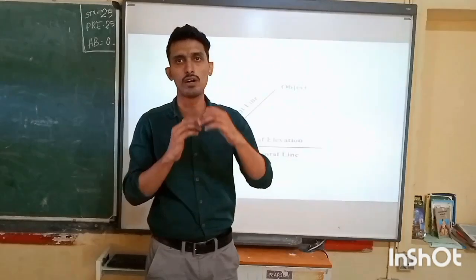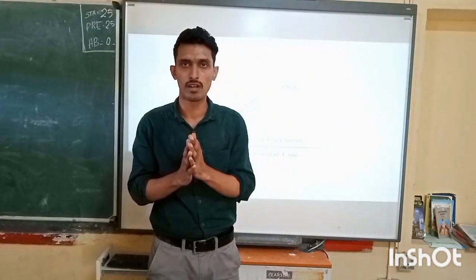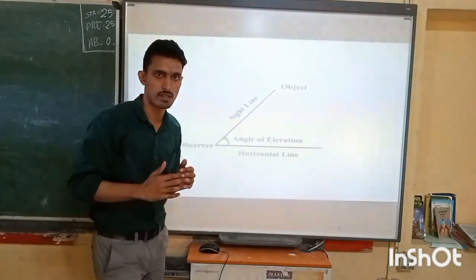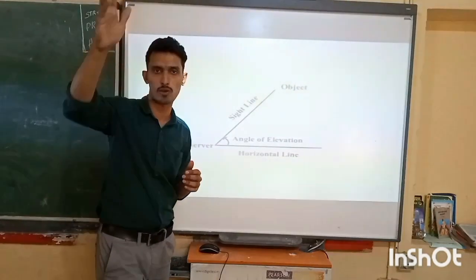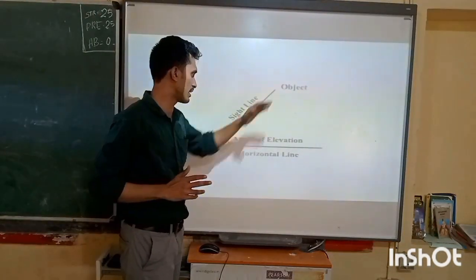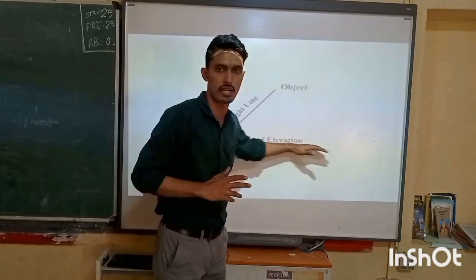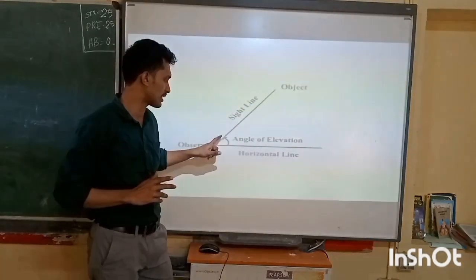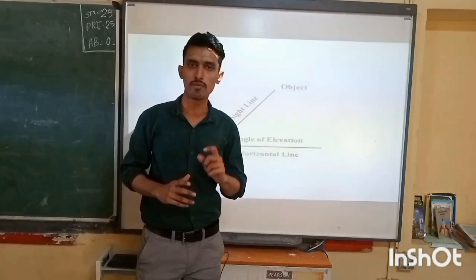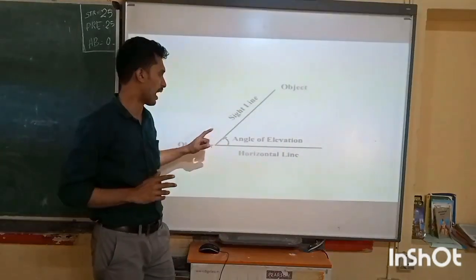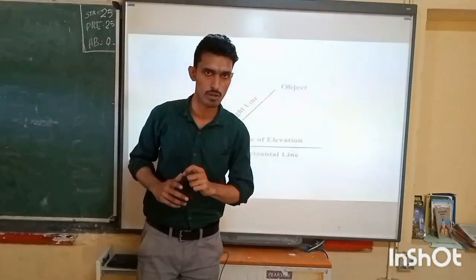Whenever I am observing an object which is above the horizontal line, a line of sight is formed and also the horizontal line is formed. So what is the angle formed between the horizontal line and the line of sight? That is most important, right?